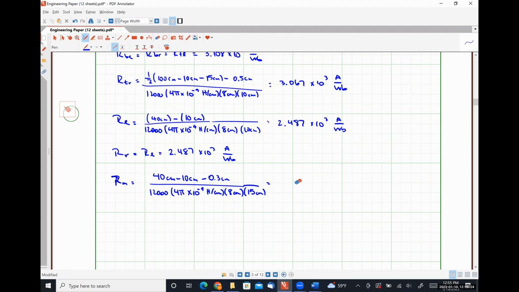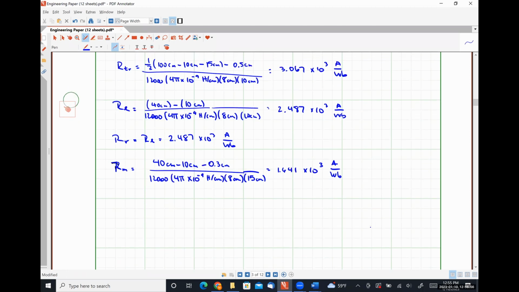Four pi times 10 to the minus 9 times 8 times 15. Yes, I got what Patrick got, so 1.641 times 10 to the 3 amps per Weber. Likely the reason why you're gonna get the same answer, even if you made a mistake there, is because the air gap reluctances are gonna be the thing that dominates this because they're gonna be so much larger.